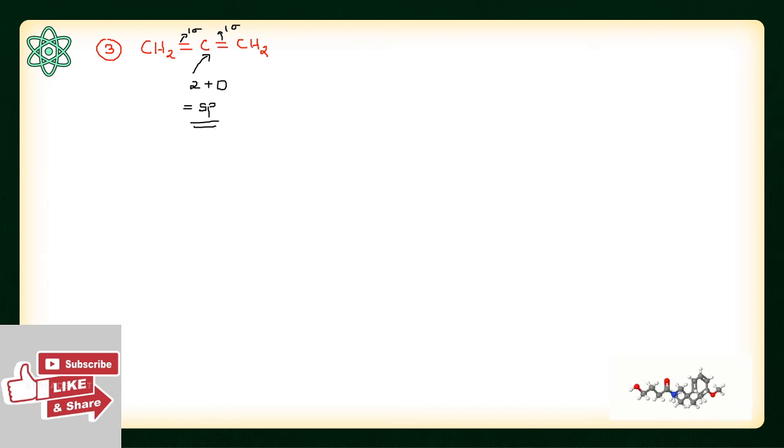Now let's take the next question. Question number 4. Okay, we'll take very simple examples, not much complicated ones. So I have a nitrogen double bond CH, single bond CH3, and here I have a CH3. So I have to find the hybridization of nitrogen.